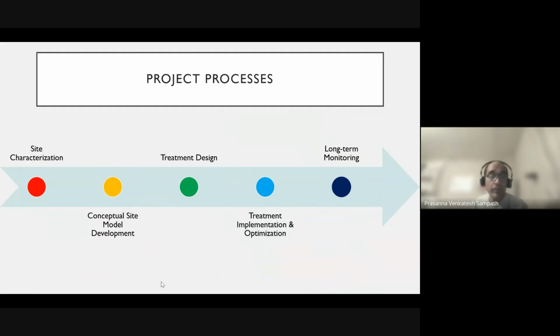You have to depend on monitoring wells that are present around that contaminated site to collect data to let us know whether the approach that we're using is working, to what extent it is working, whether we need to make any improvements, and so on and so forth. So it's an iterative process, right? So these are some of the major steps that are involved in cleaning up a site once it is contaminated.